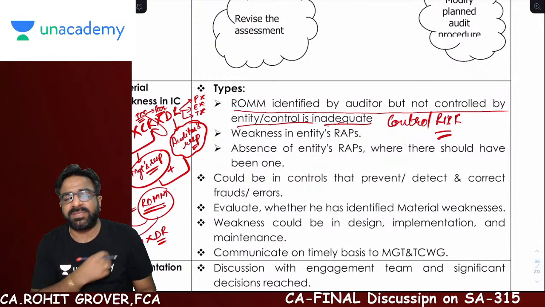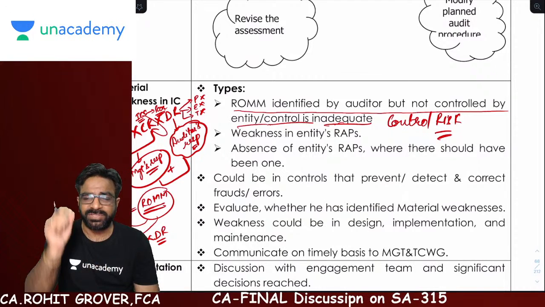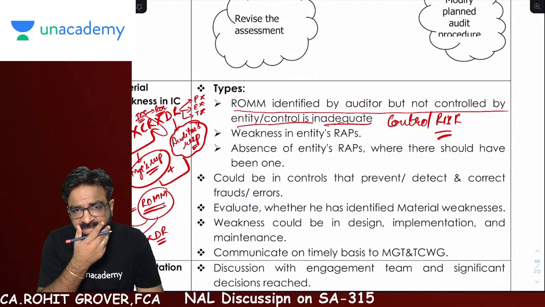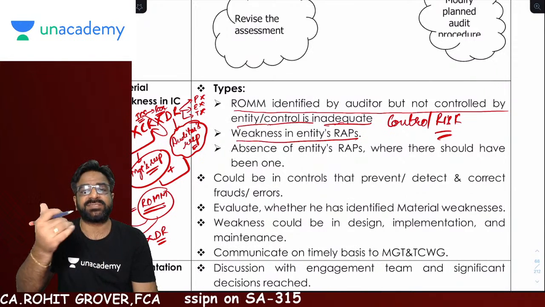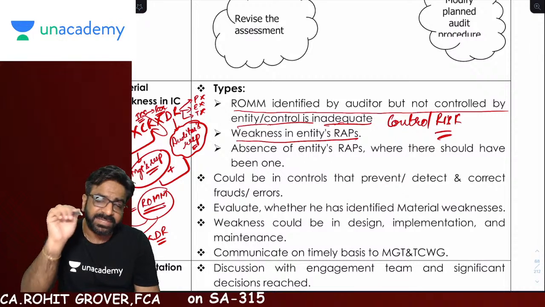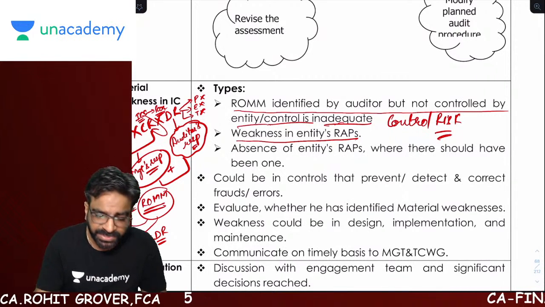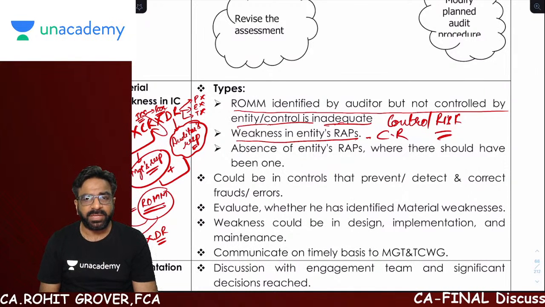Auditor identified some risk of material misstatement but the entity fails to control it because the internal control systems are inadequate. It means this is a clear case of which risk? Control risk. Weaknesses in the entity's risk assessment procedures. Management's risk assessment procedures are weak. Again, it is a case of what? Control risk. Are you getting the point?